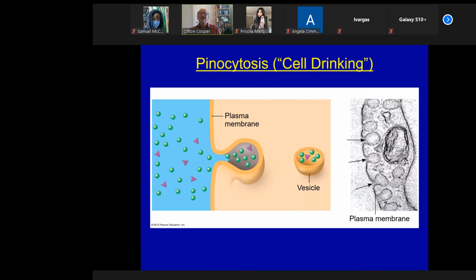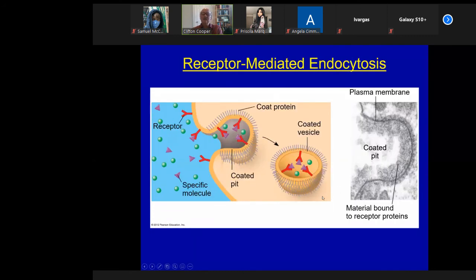Alternatively, cells can simply drink some of the fluid outside: pinocytosis. Here, they're not being choosy. What they're doing is getting bigger. They're bulking up some by taking in some fluids from the outside, but it's not targeting anything. Here, it's actually targeting something.